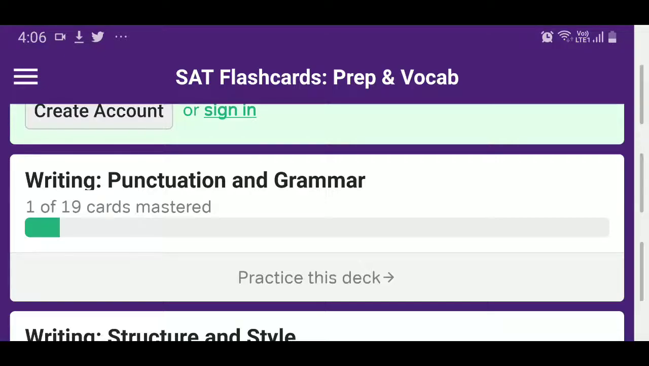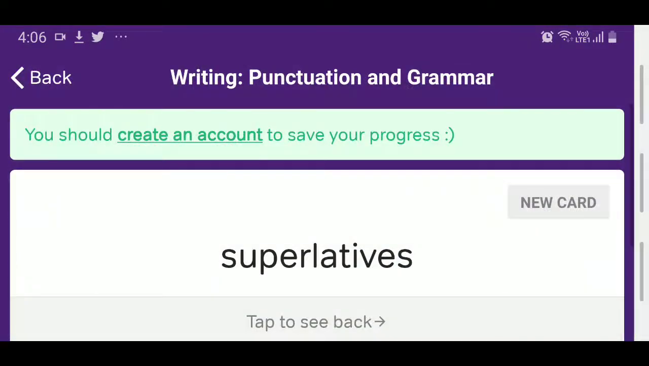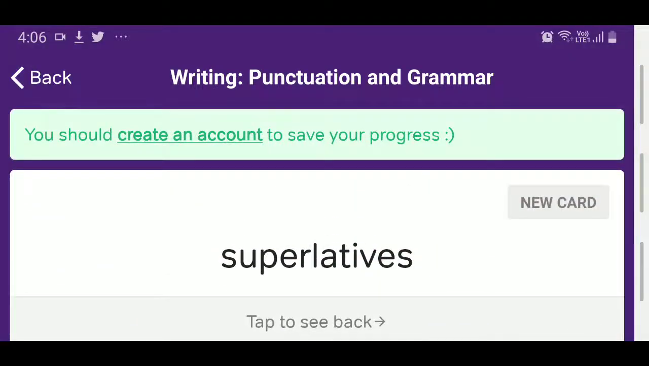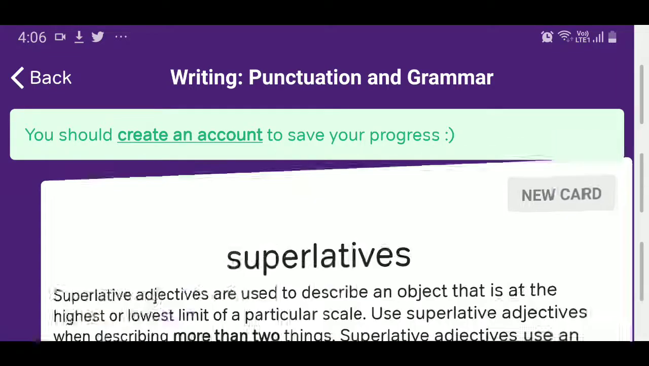So if you're sitting at some place and if you have 10 minutes and you want to revise some concepts quickly, this is one good way. So let's see how these flashcards work. For example, I'm currently at writing and punctuation flashcards. So when I click on this, the concept that they are trying to teach us is superlatives. So let me see what exactly this superlatives is.